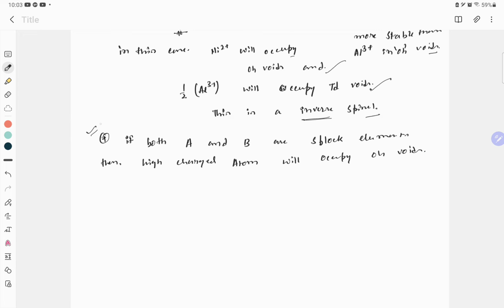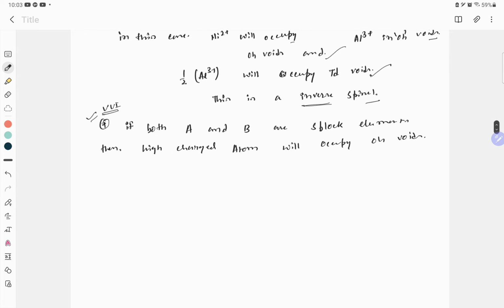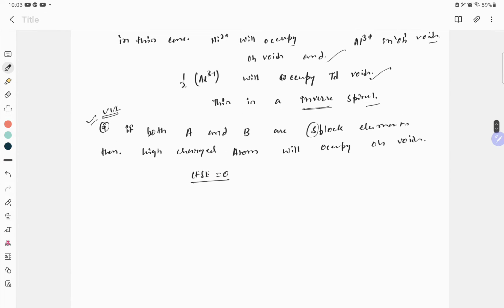We have to remember this because this is very important. If both are S block elements, then both have CFSE 0. Then we can't discriminate between A and B. But we have A 2 plus and B 3 plus. B has higher positive charge density, and A has lower positive charge density. So this needs to be stabilized more.